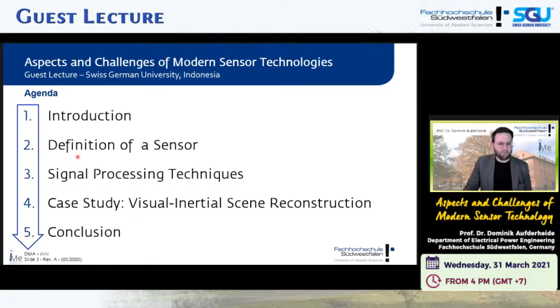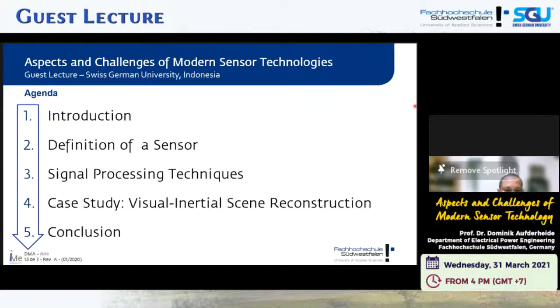In this context, we will speak roughly about what a sensor is for us and the usual signal processing techniques. Then I will present a quite big case study on visual inertial scene reconstruction. This is an example from the field of 3D scene reconstruction with visual sensors and also inertial sensors. We use this as a case study to show how complex modern sensors can be and what is important when you want to develop them.